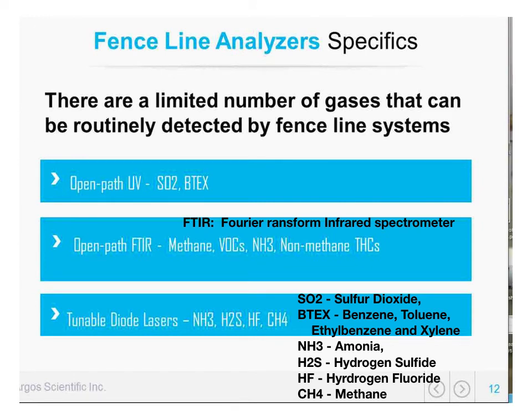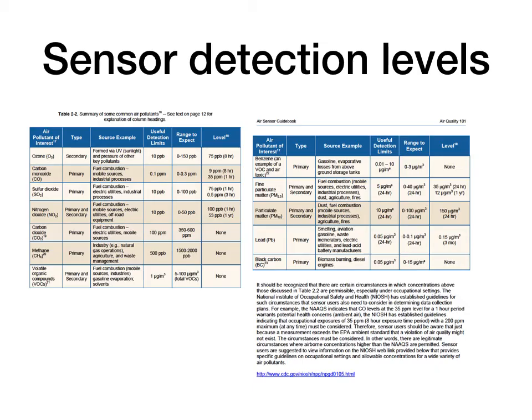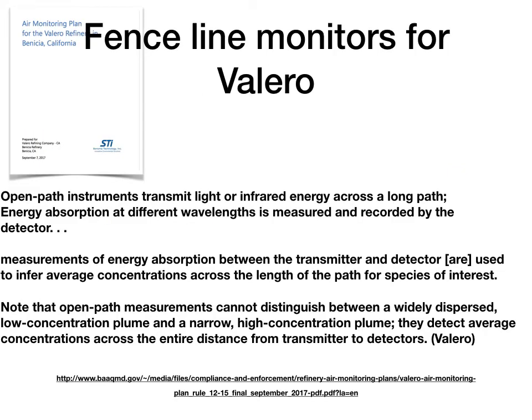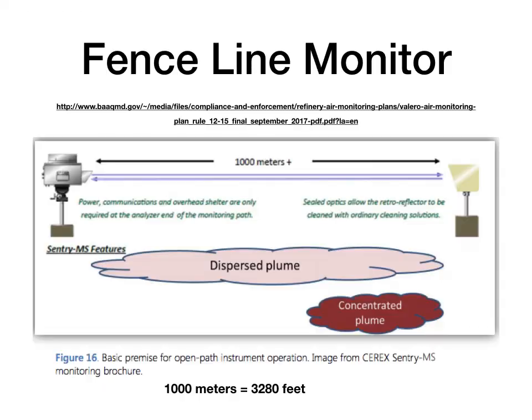Fence line systems cannot detect all the pollutants. Monitoring sensors have required detection limits and ranges for each pollutant, and there are many types of monitors available. Valero will be installing open path instruments. There are limitations to these monitors as they, I quote, "cannot distinguish between a widely dispersed low concentration plume and a narrow high concentration plume." They detect average concentrations across the entire distance from transmitter to detectors.